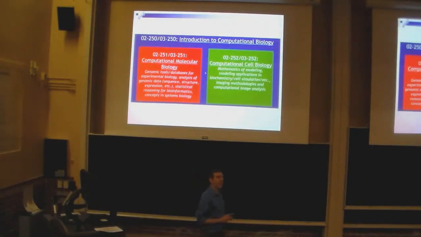So this class is designed in effectively 2 halves. You can take either of the 2 halves as its own class, although most of you, I believe, are taking the full class. The full class is either 03 or 02 250, and then the halves of that class are either 251, first half, where I'm the primary lecturer, Introduction to Computational Molecular Biology, which is primarily focused on topics in genomics and systems biology.